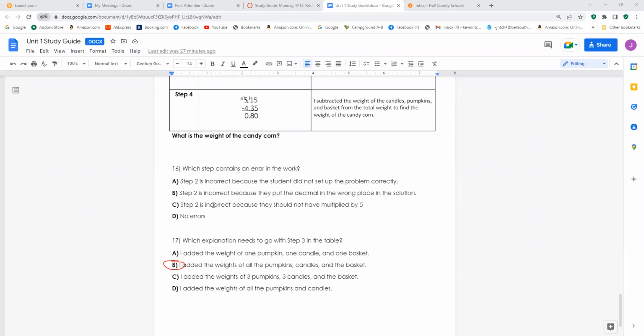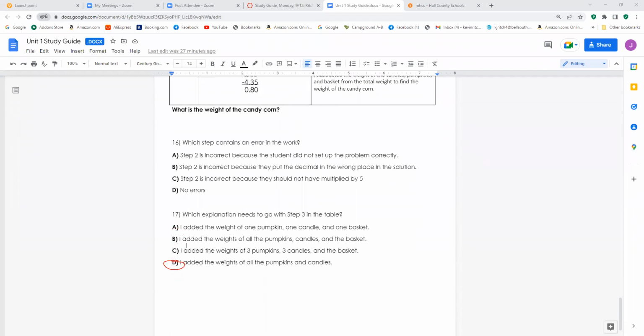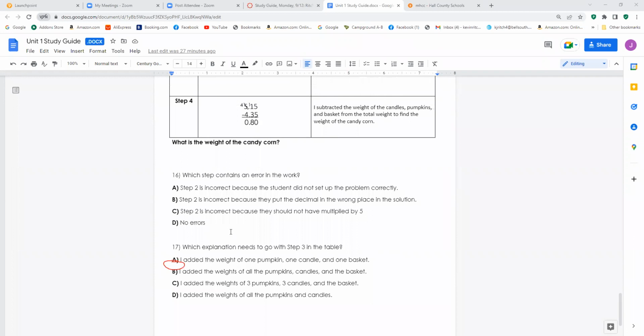All right, guys, I think that's it. So if you did well on this study guide, that means you're going to do well on the test tomorrow or whenever it is, whichever day it is for your particular class.